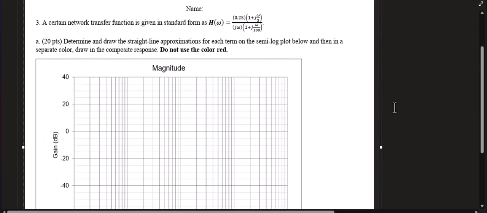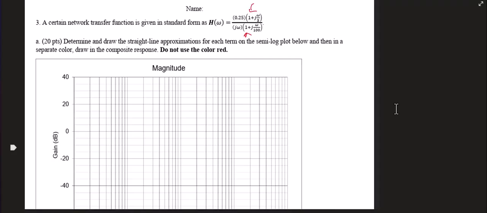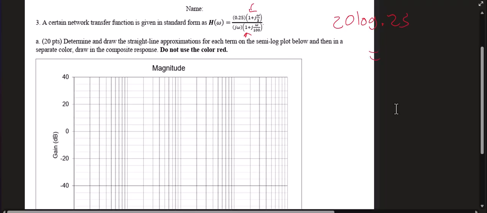Okay. So first of all, this one is already in the correct form. How do I know it's already in the correct form? All the things in my parentheses start with ones. I'm not going to talk about if it wasn't in correct form because I'm just going to do this quickly. My constant is 0.25. So I take 20 log 0.25, which is just about negative 12. So I put a horizontal line at negative 12.